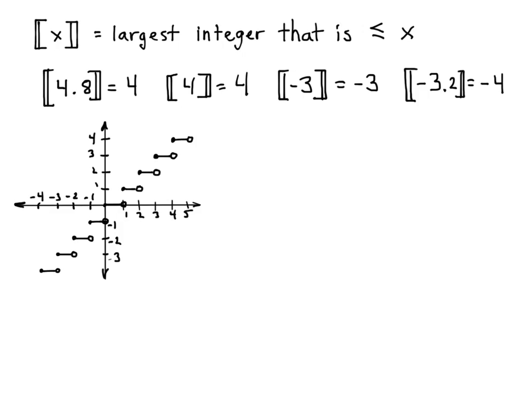So if I were to make a graph, this is what it looks like. If I'm at 4.8, it equals 4. When I'm at 4, it equals 4. When I'm at negative 3, it equals negative 3. But if I'm at negative 3.2, which is over here, I'm actually on this step here, which is going to be negative 4.